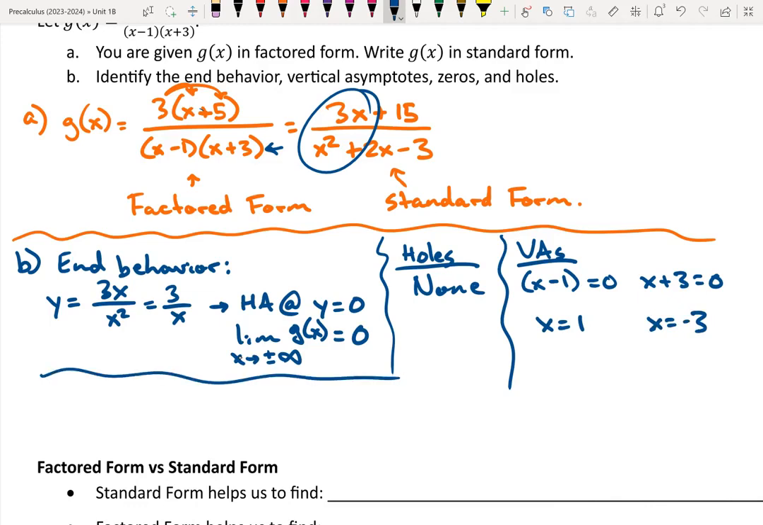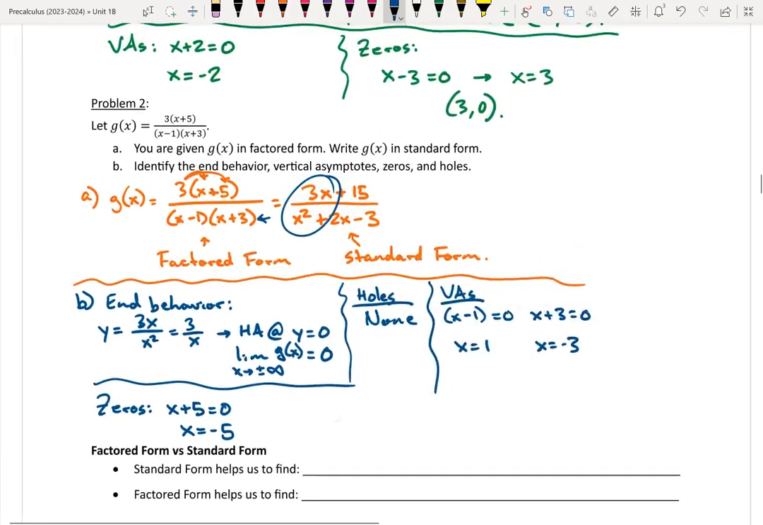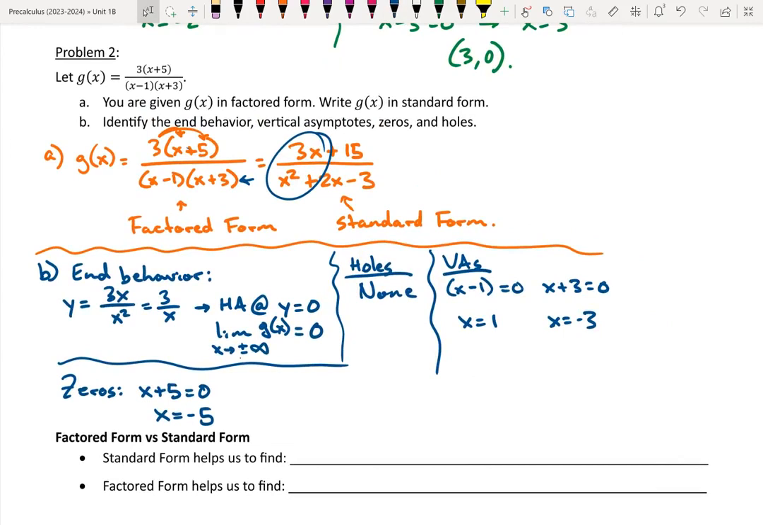And then last is our zeros. So we set our numerator equal to 0, so that factor there, x plus 5 equals 0. So x equals negative 5. All right, so we have that information.